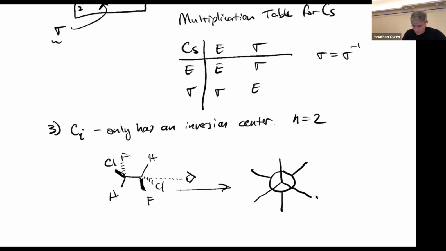Here's our gauche configuration. You can see in this representation, it's a little bit easier to visualize the inversion center. Top hydrogen goes to bottom hydrogen in the back, et cetera, et cetera. So redraw molecules to make it easier to see what's going on there.